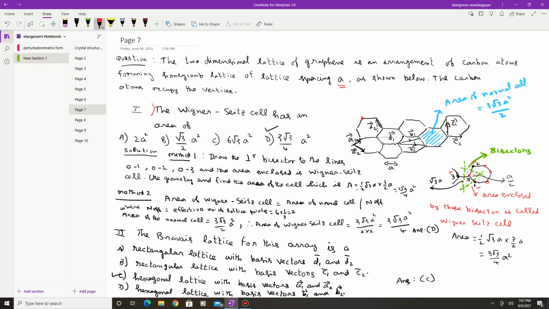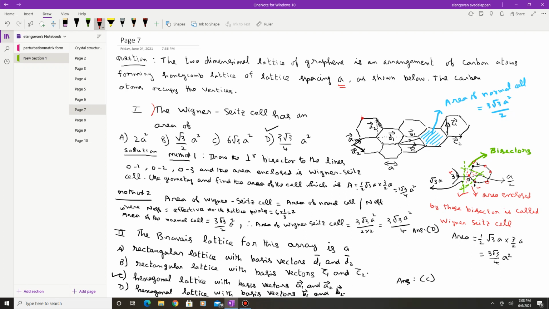Now in order to find the Wigner's cell, you draw a perpendicular plane between 0 and 1. From 0 to 2 you draw another perpendicular plane, and from 0 to 3 another perpendicular plane. So you draw three perpendicular planes which form a triangle here. So this is a closed surface.